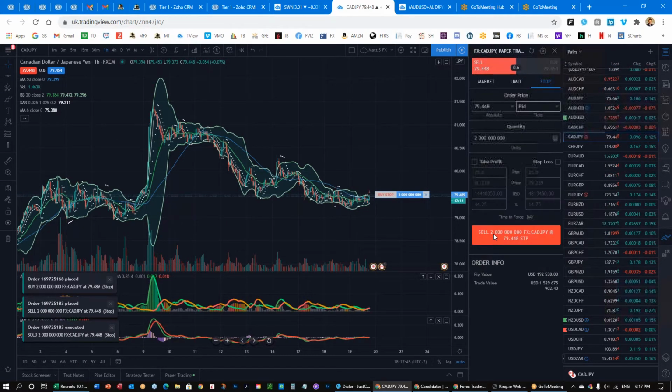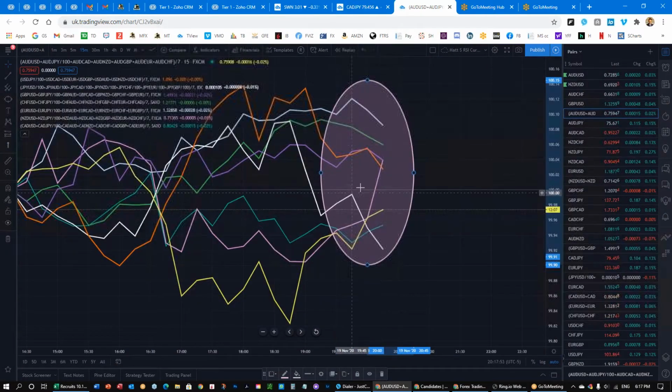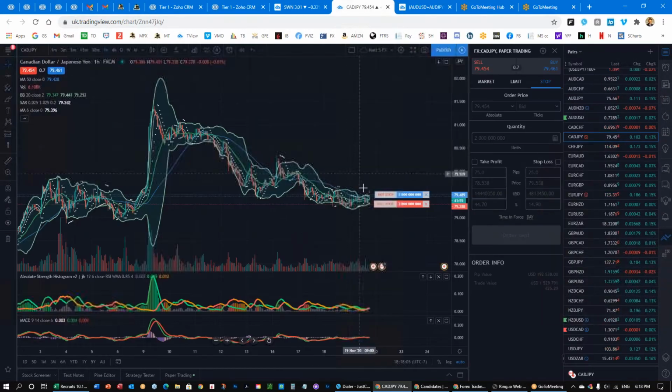I don't think I did that right. Gotta make sure I click on this first. There we go. Look how tight that is. And that's what happens when these start to converge. We get a lot of indifference, and that's when the volatility comes down to these abnormal levels.